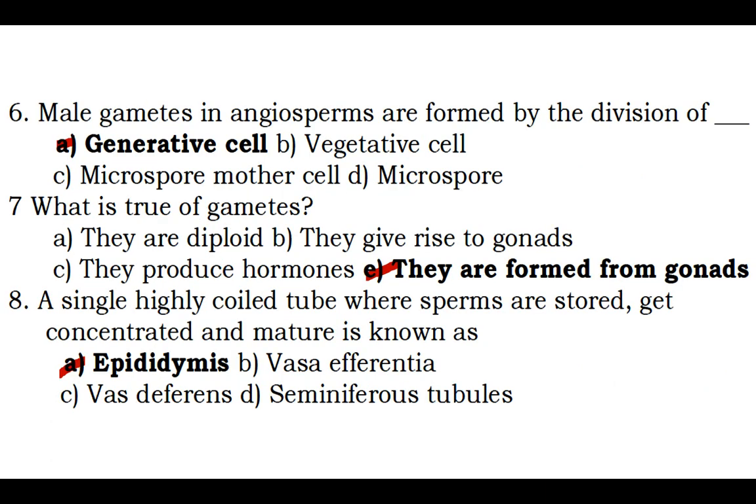Question number 6, male gametes in angiosperms are formed by the division of option A, generative cell. Question number 7, what is true of gametes? Option D, they are formed from gonads. Question number 8, a single highly coiled tube where sperms are stored, get concentrated and mature is known as option A, epididymis.